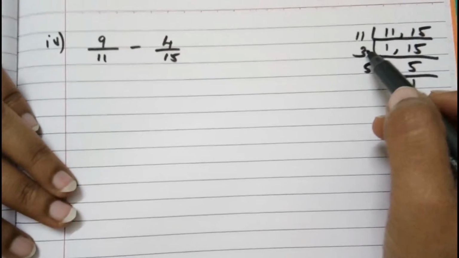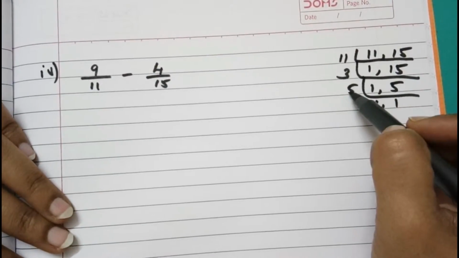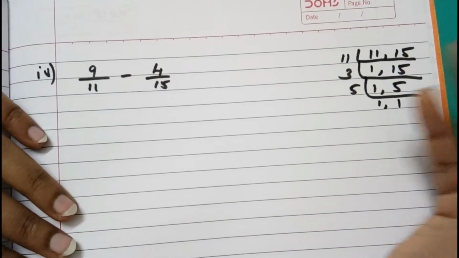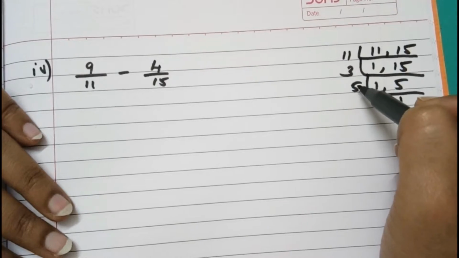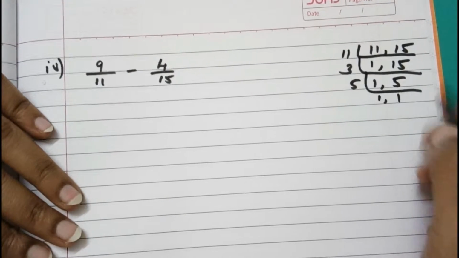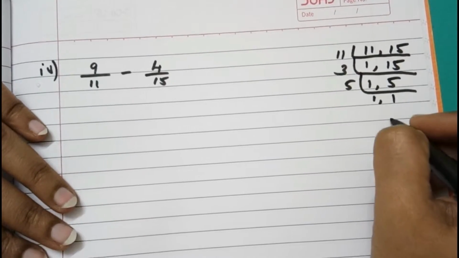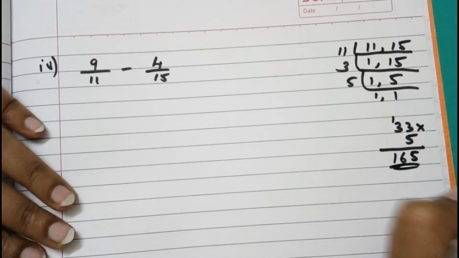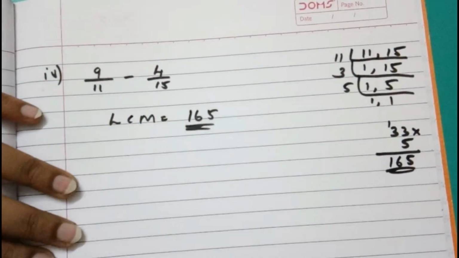11 into 3. 11 3s are 33. 33 into 5. Either you can do it like this, or you can calculate the simpler ones first: 5 3s are 15, and then multiply that with 11. Either way, you'll get the same answer. Now if we see like this, 11 3s are 33. 33 into 5. 5 3s are 15, carry 1. 5 3s are 15. 15 plus 1 is 16. So what is the LCM here? The LCM here is 165. Okay.